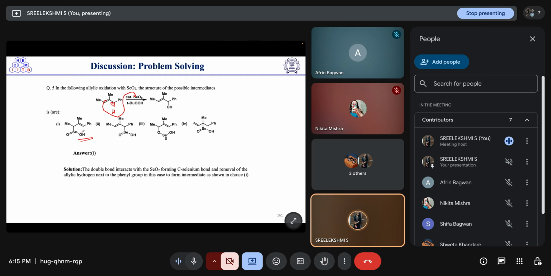This oxygen lone pair will attack over this center. This double bond will again migrate to here and this will break and we will be getting OSC type of intermediate and then that will be converted into this corresponding hydroxyl group. So the double bond interacts with SCO2 forming carbon selenium bond. That will be the first step and then removal of allylic hydrogen next to the phenyl group in this case to form intermediates as shown in choice 1.